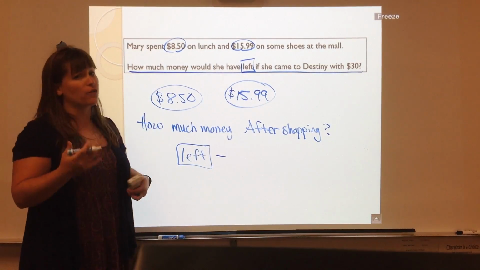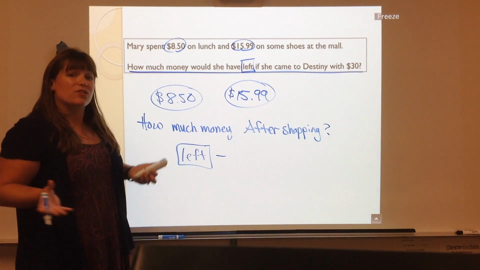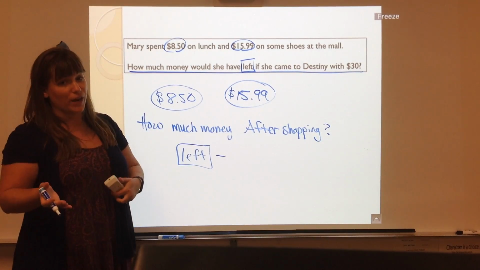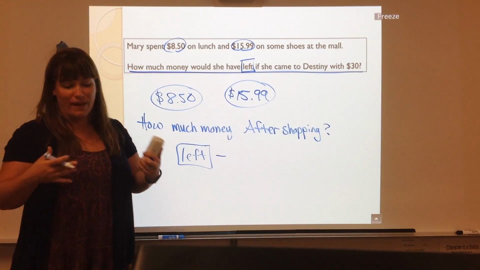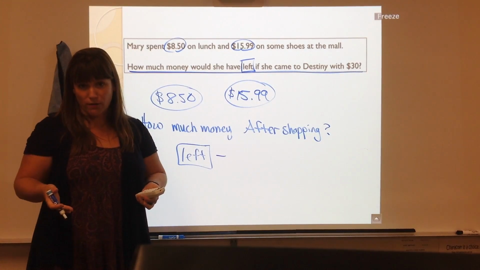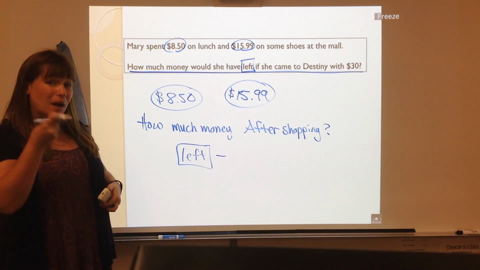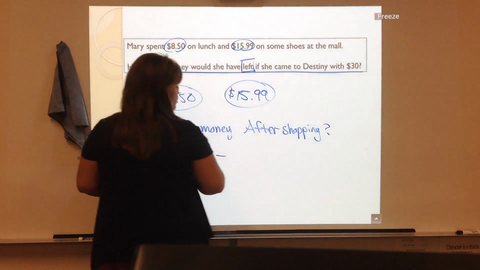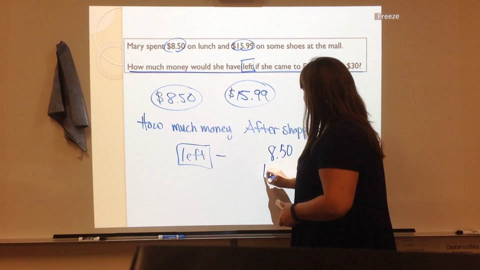Now we could just solve this a lot of different ways actually. We could choose to find the total amount that she actually spent at the mall and then subtract, or we could subtract twice. It's totally up to you. You have to evaluate which way do you want to solve it and then go from there. I'm going to combine so that I just have to subtract once. So I'm going to take my 2 numbers and I'm going to combine them.